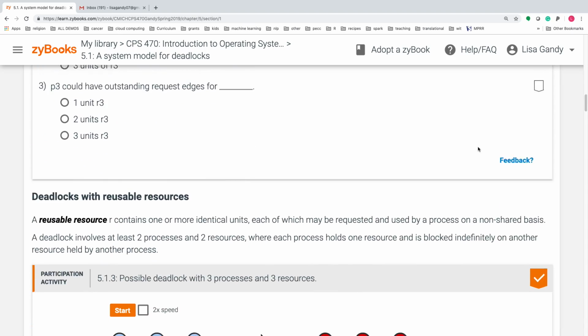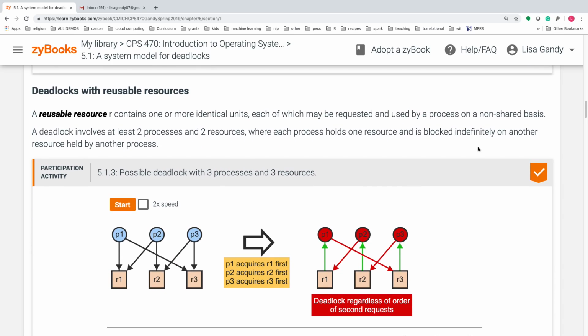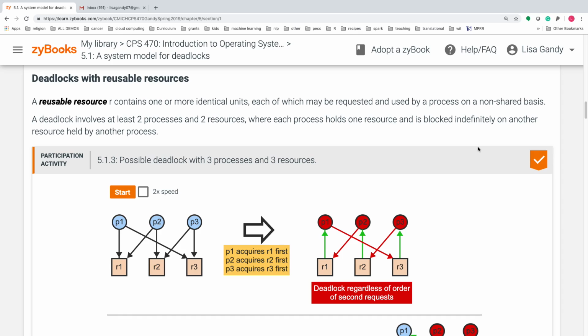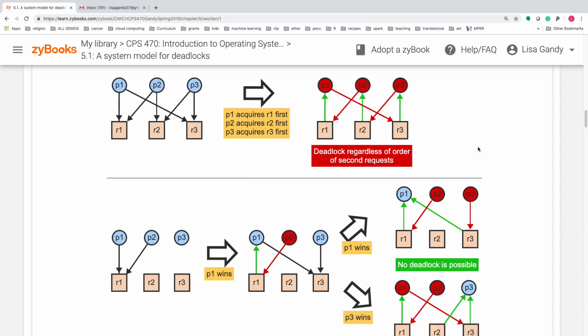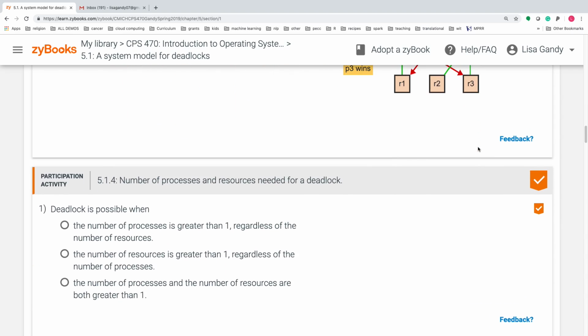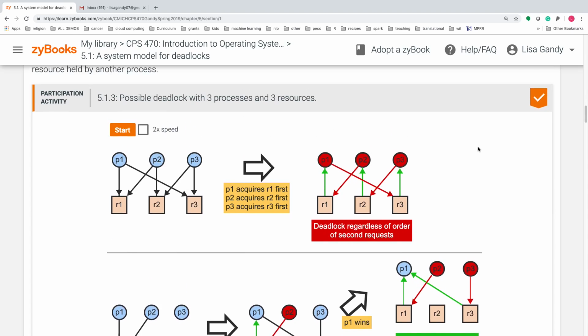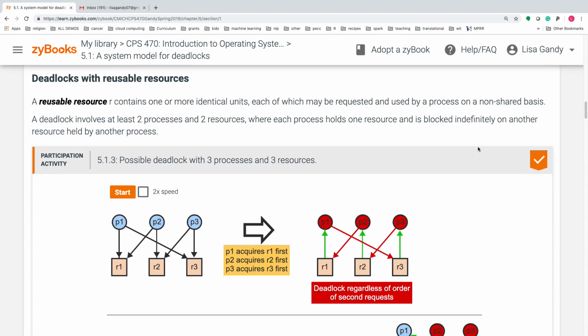We're going to skip this. It doesn't help. It's a bad activity, so you can do it, but it's not helpful. Okay, this is just talking about deadlocks that can happen. We are just going to look at this activity and also skip this one because this is also a bad activity. So yeah, when you have two processes or more, or two resources or more, you can have a deadlock.